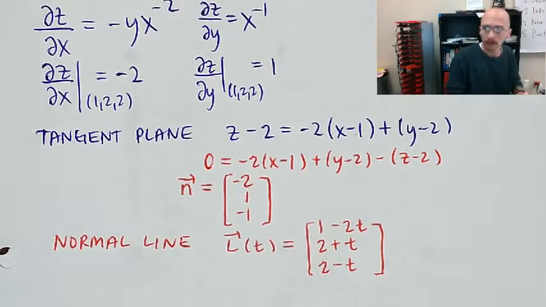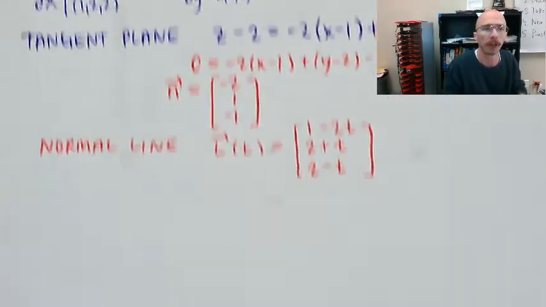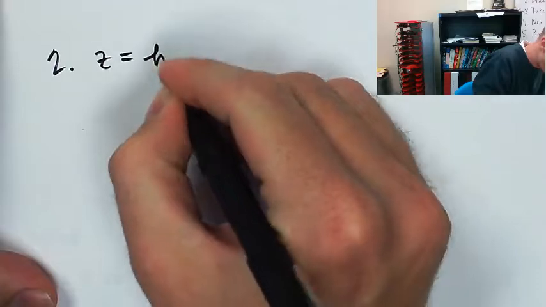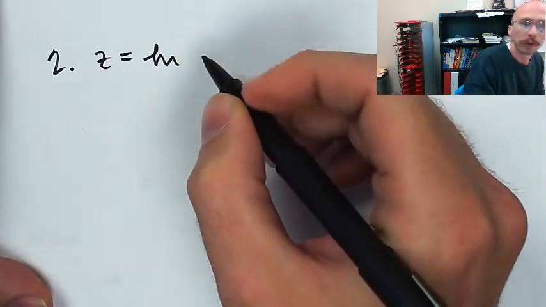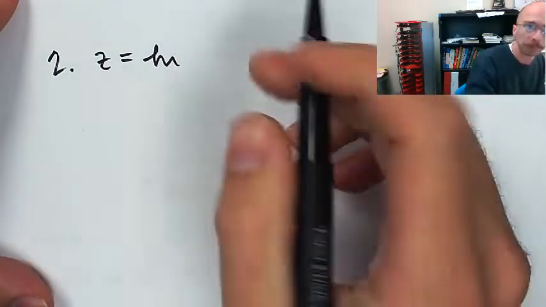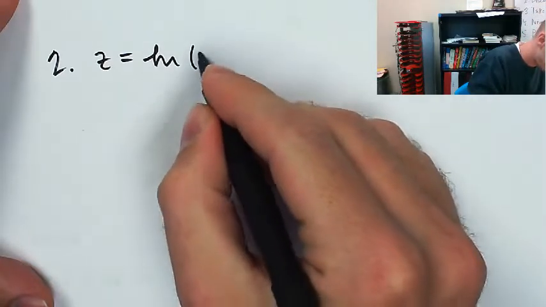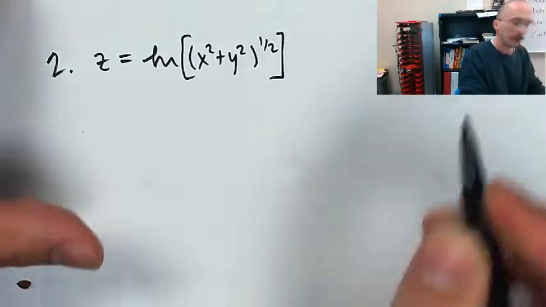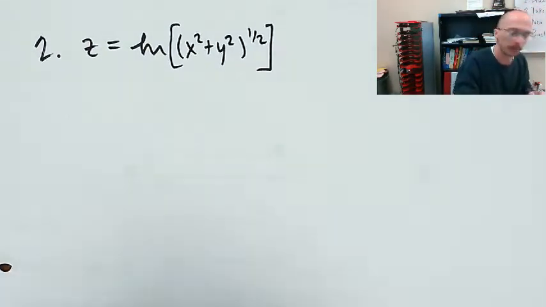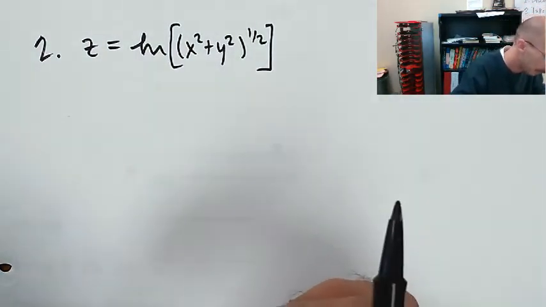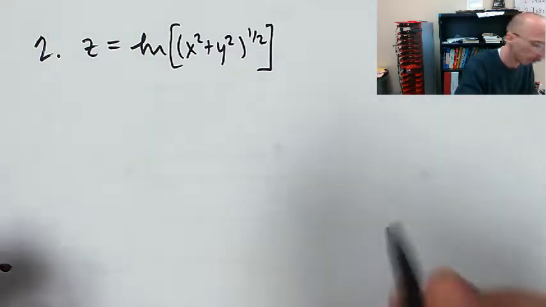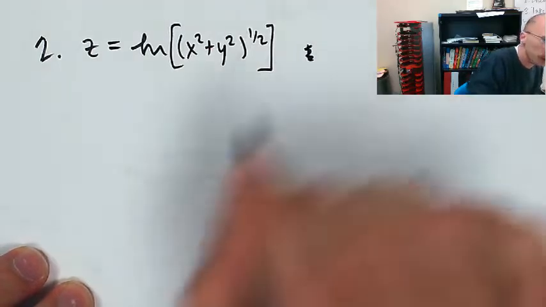Number 2, find the tangent plane and normal line to the next one. I might go a little faster on this one. I've got tangent plane and normal line to z equals log of the square root of x squared plus y squared. Oh yes, we graphed this one in one of my classes yesterday and found it was a nostalgic shape. So what I'm going to do, I'm going to take some partials. I've got a point, 3, 4, log 5.